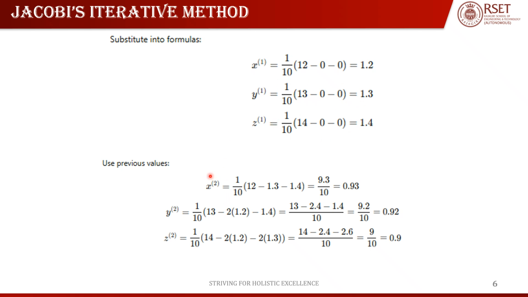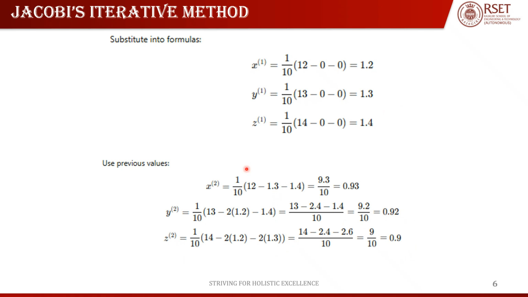How will you get the x2? For the x2 you had the equation 1 by 10 into 12 minus x minus y, is it? So here to get x2, this y will be your y1 and your z will be your z1. Okay, the value you get from the previous iteration, and you'll just get an approximate value of 0.93. And now to get y2, you will choose the value of x2 from here, 1.2, and your z will be from the previous iteration. Okay, just do it, you'll get the value, and similarly find z2.